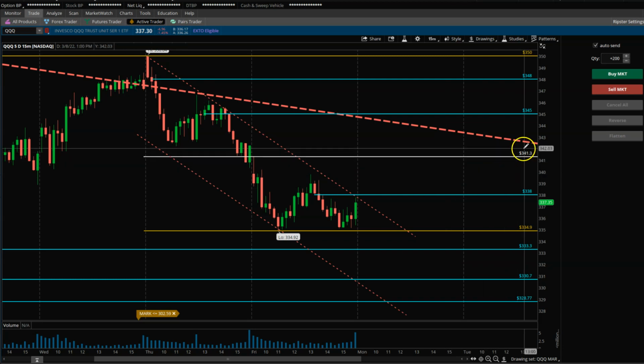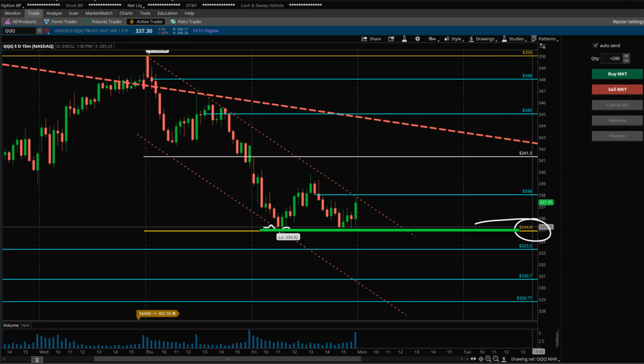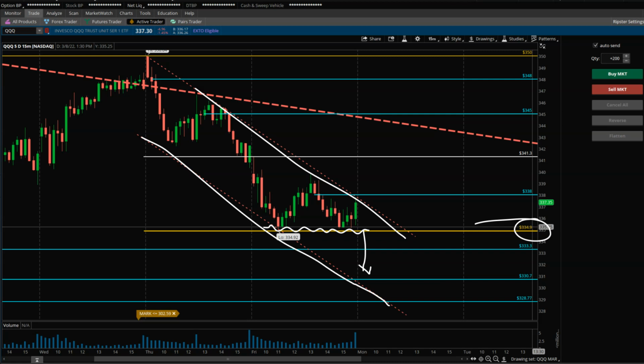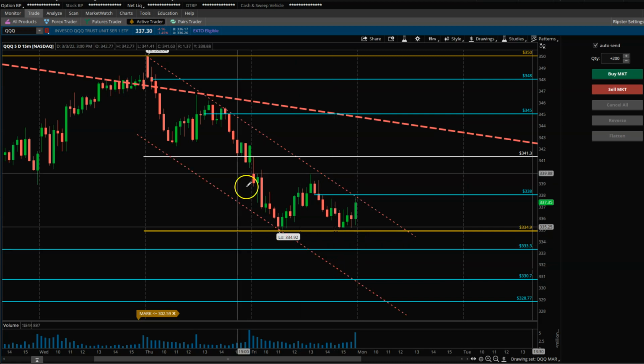But if it remains below 341.3 and then breaks down from this 334 support level right here, which we bounced twice from on Friday, then definitely you can target the lower side of this channel, right? This is the channel top trend line, and this is the channel bottom trend line. So that can become the trade to look for.